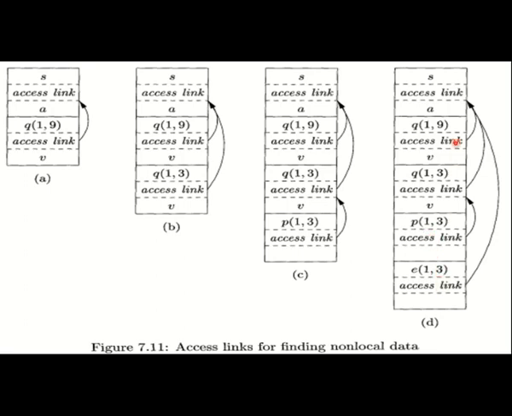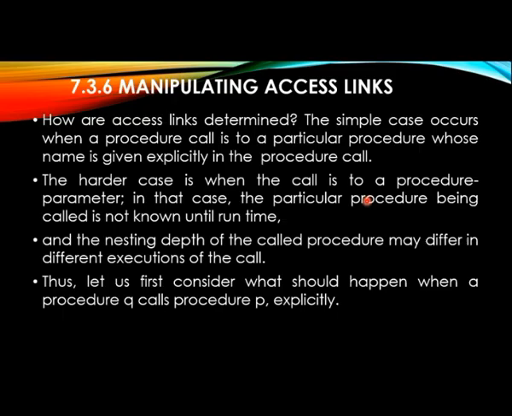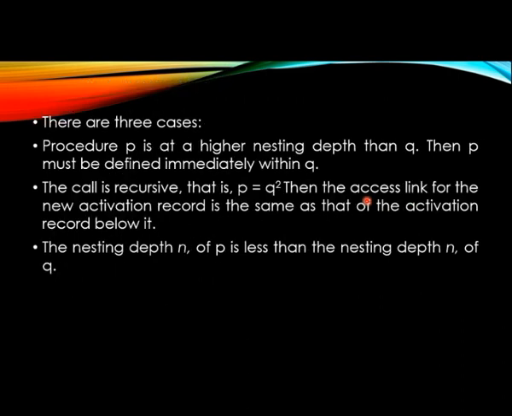So in this situation, the nesting depth of P is equivalent to the square of the nesting depth of Q. Why? Because multiple times we are recursively invoking those procedures. That's why the nesting depth will be increased hugely. And the third case is the nesting depth n of P. That means the nesting depth of P is n, which is less than the nesting depth of Q. So this is another situation.